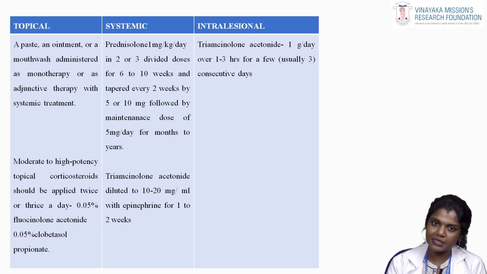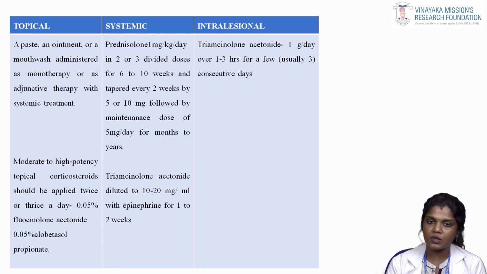Corticosteroids can be used topically, systemically and intralesionally. In case of topical treatment, we can either use it in the form of paste or an ointment, or the mouthwash can be administered as a monotherapy, or it can be used as an adjunct therapy with other immunomodulatory agents. So, moderate to high potency topical steroids should be applied twice or thrice a day in the percentage of 0.05 depending on the severity of the lesions.